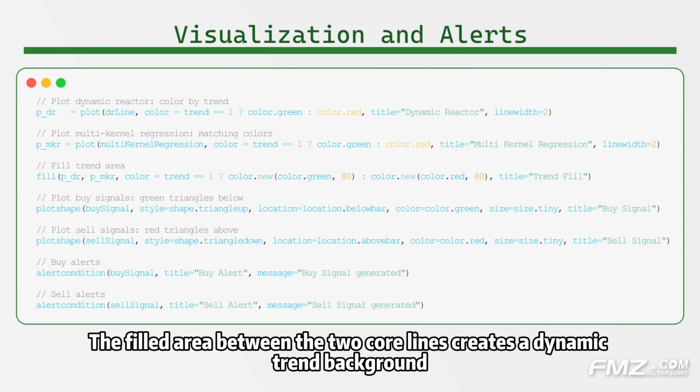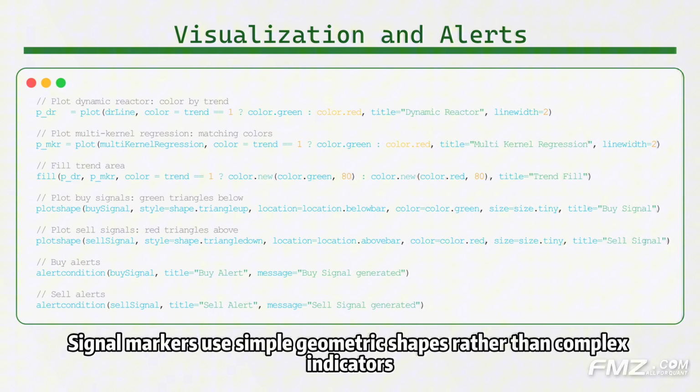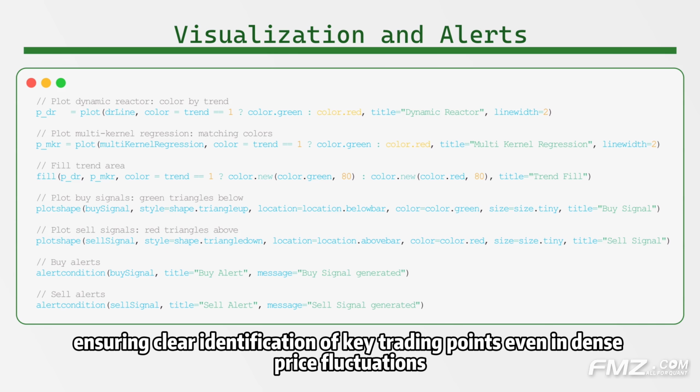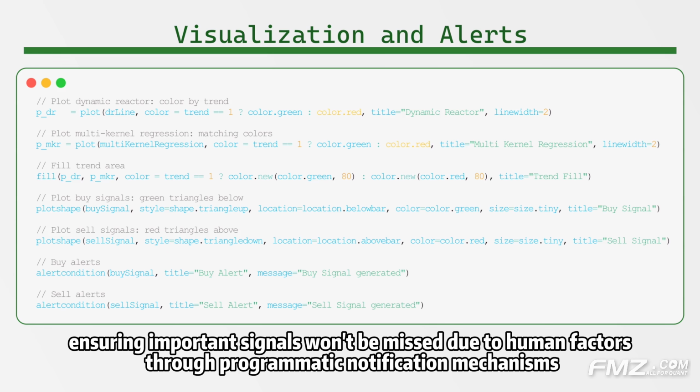The filled area between the two core lines creates a dynamic trend background, allowing traders to intuitively feel the strength changes of market momentum. Signal markers use simple geometric shapes rather than complex indicators, ensuring clear identification of key trading points even in dense price fluctuations. The alert system implementation considers the characteristics of modern trading environments, ensuring important signals will not be missed due to human factors through programmatic notification mechanisms.